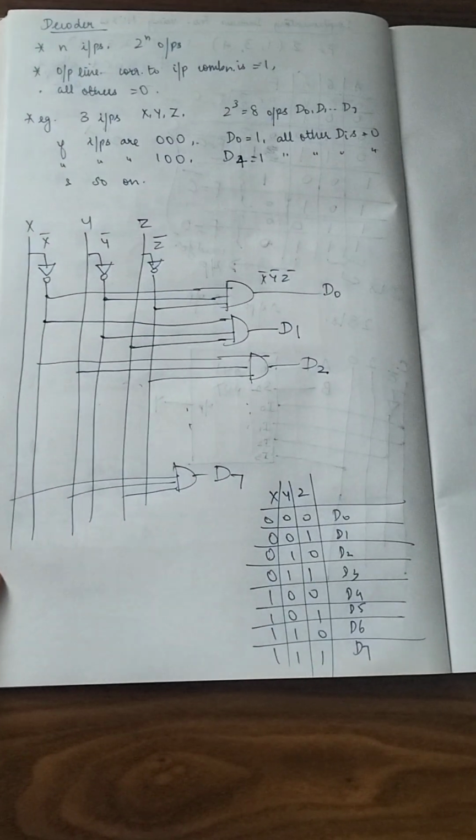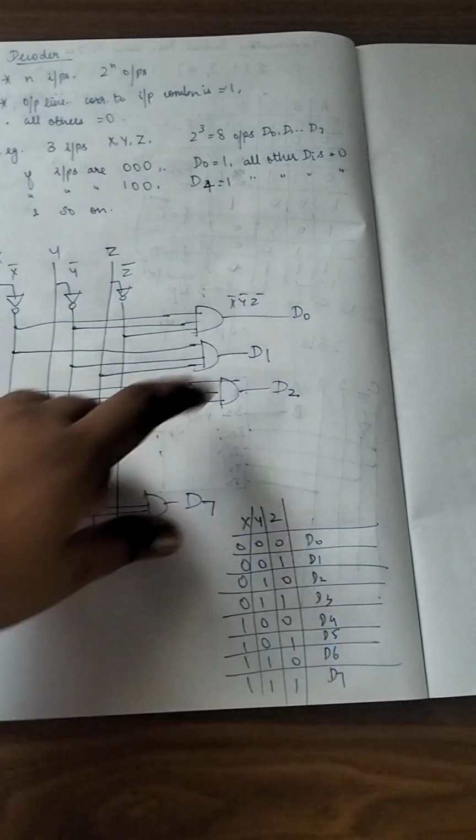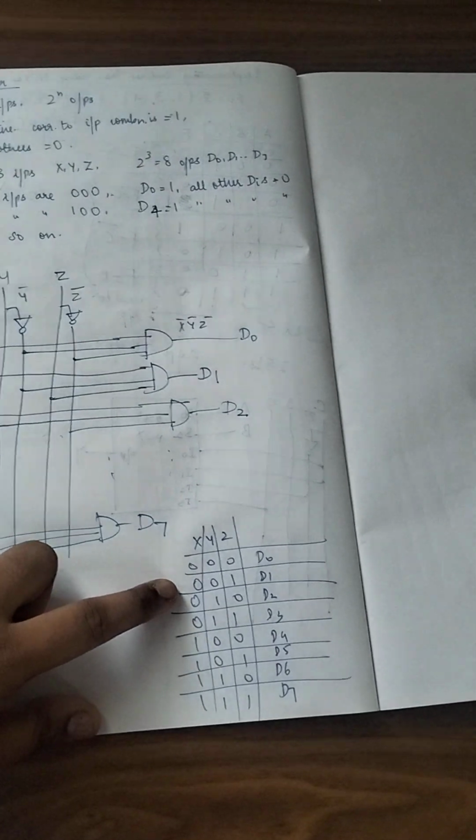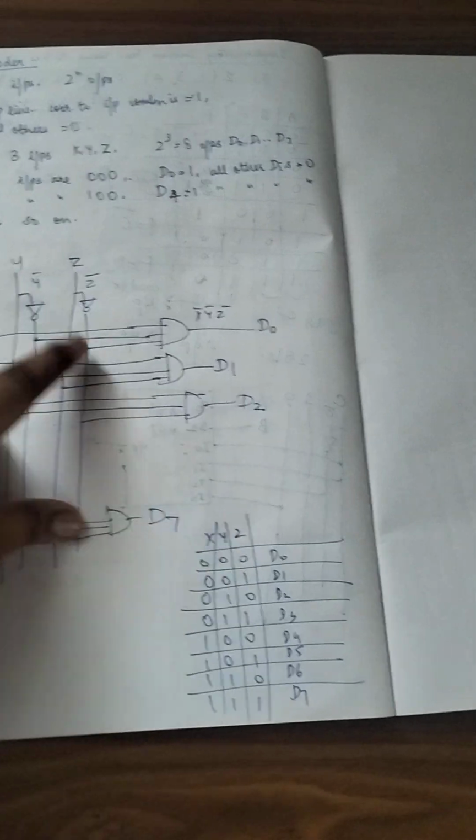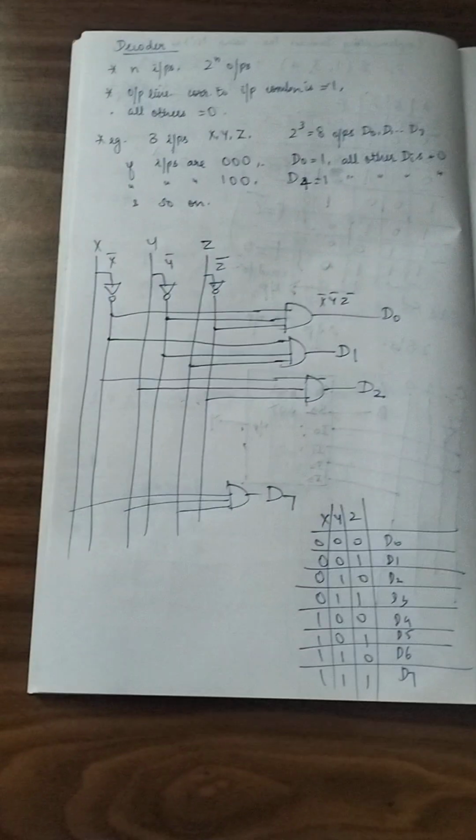So how do you figure out those expressions? That is the only catch here. Again, if it's a 0, it's the complement. If it's a 1, it's the variable itself, and they're all connected by AND gates. So that is decoder for you.